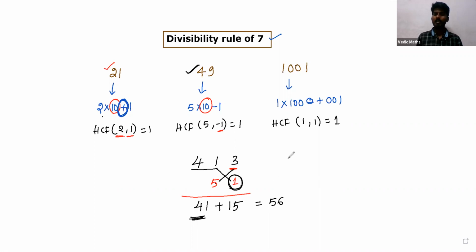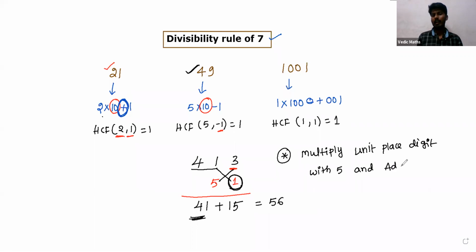Now we can write the rule here. Multiply the unit place digit with 5 and add to the rest of the number or digits.